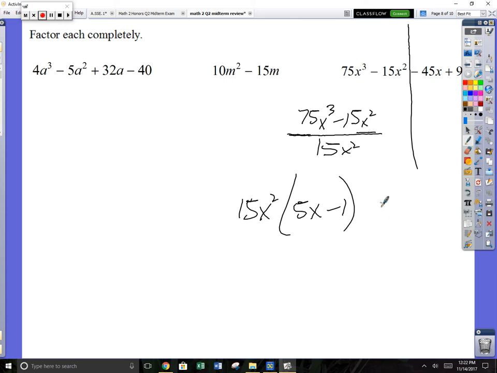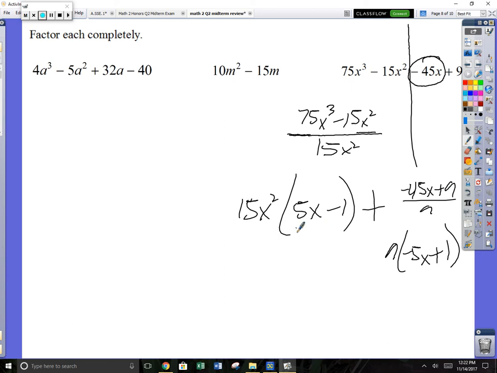Okay, now group 2, so let's put a big fat plus. Group 2, this minus has to go with the 45, so it's a minus 45x plus 9. Okay, we're going to divide both those by the greatest amount possible, divide them both by 9. So if you divide them both by 9, it's going to be 9 times a minus 45 divided by 9 is a minus 5x, and 9 divided by 9 is 1.